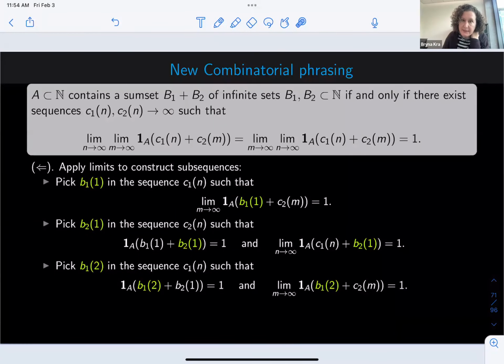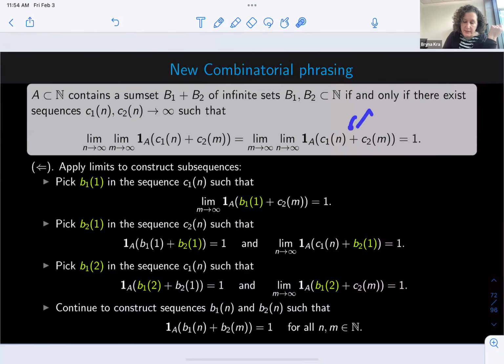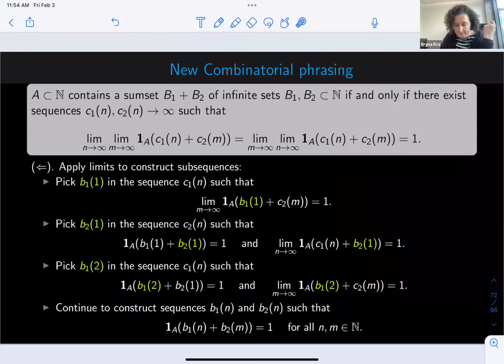And now I go back and I pick the second element of the B1 sequence. What you have to do is first insist that you get B12 plus B11 inside the set. That's what this statement means. And now you go along the limits to get this staying in the set. C2 along M stays in the set with this fixed B12. So I inductively alternate picking B11, B1n, and then B2n, each time applying either this limit being 1 or this limit being 1 in an alternating manner. Okay, and that produces the sequences for us.